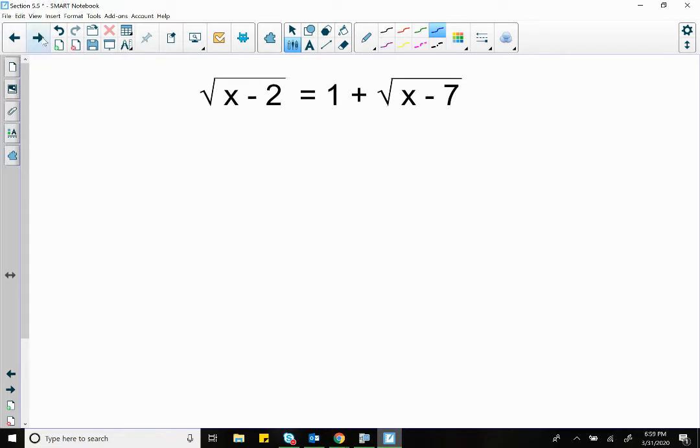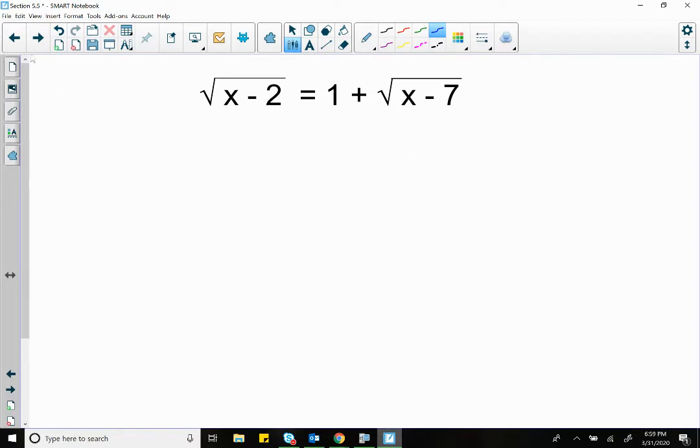Well, what do you think about this problem? Is this radical by itself? Yes. Is this one by itself? No. So this problem, it's going to take a little bit more to it to get radicals by themselves, and we're going to see that soon enough. So we're going to save this problem for last.